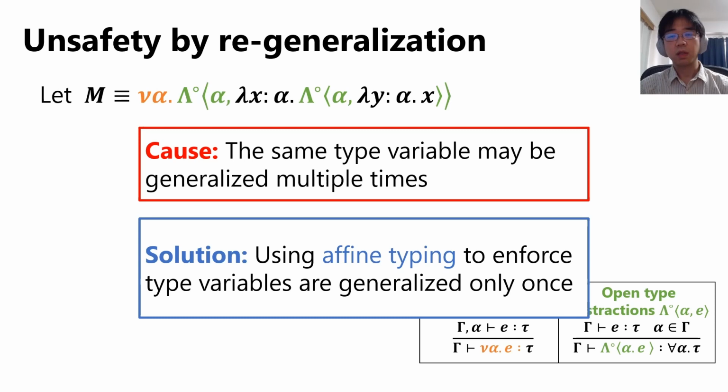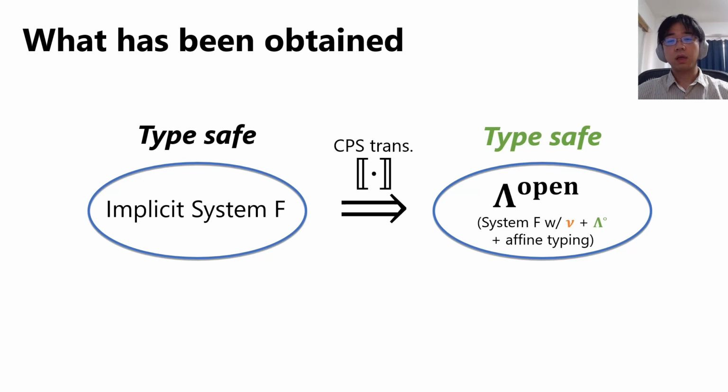Then we designed a new CPS target language, Big Lambda Open, which is a system F enriched with restrictions, open type abstractions, and affine typing. And we also provided a type-preserving CPS transformation from implicit system F to Big Lambda Open. So we use the fact that the implicit system F uses continuations only linearly to show that the type variables in CPS terms are generalized only once.